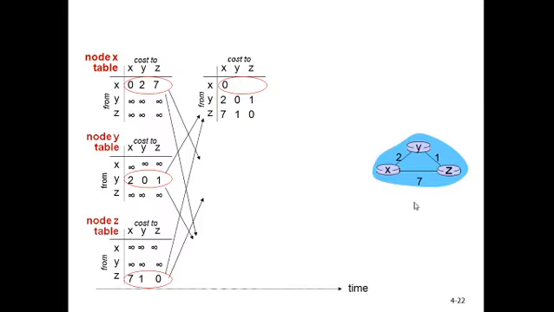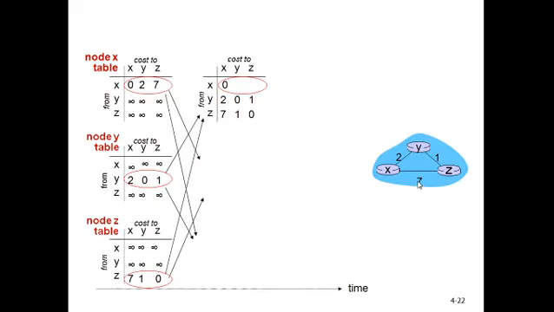It's a small network which you see at the right side of your slide, which has X, Y, and Z nodes with their respective costs. X is connected to Y with cost 2, Y is connected to Z with cost 1, and X is directly connected to Z with cost 7.